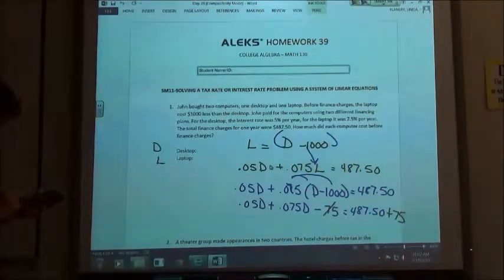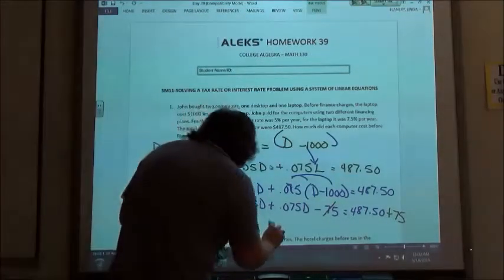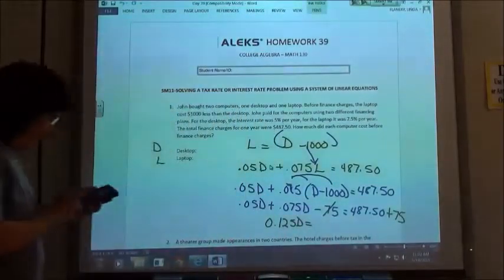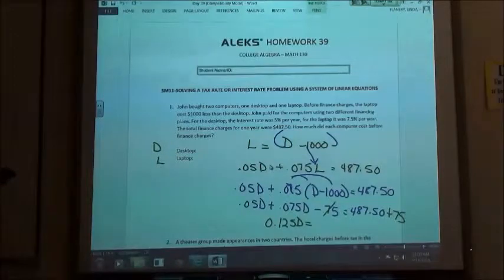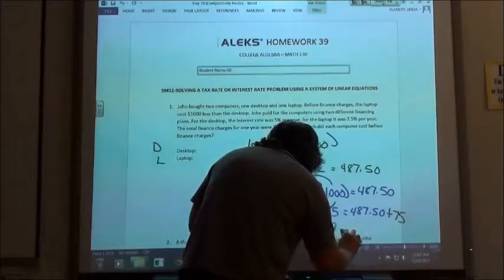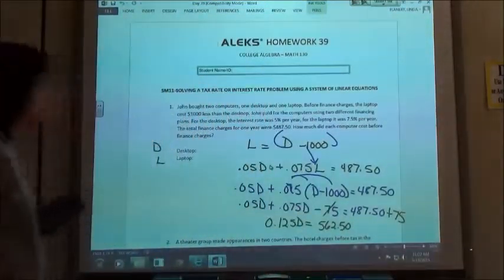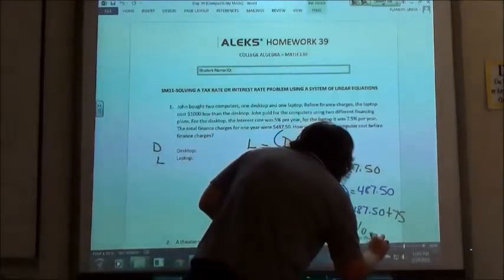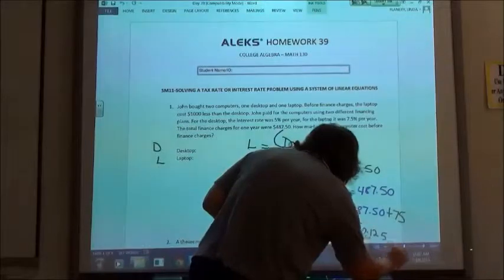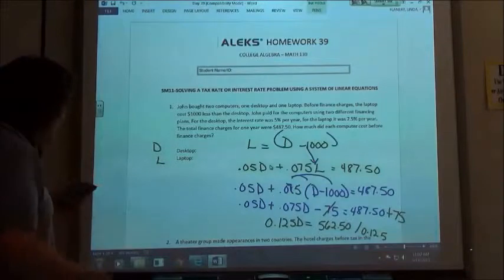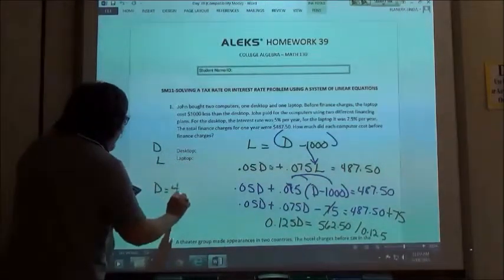5% plus 7.5% is 12.5%. So 0.125D equals 487.50 plus 75 is 562.50. So in order to solve that, we have to divide that by our 12.5%. So divide that by 0.125, and I get that the desktop, D, is $4,500.